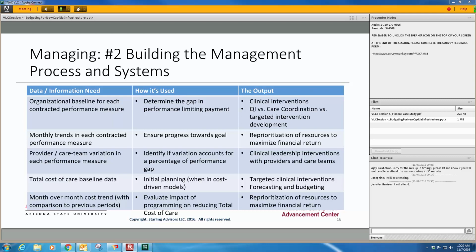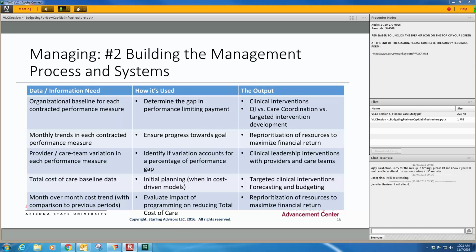We're going to want monthly trends in those contracted performance measures to assure that we're making progress towards our goal, that we're trending towards achievement of those goals, and that we have the ability as a leadership function to reprioritize our resources to maximize our financial returns. And hopefully the alignment of our reimbursement methodology with our organizational goals for our patients are highly aligned, so that we're maximizing our financial return when we're also doing the things that we want to do for our patients.